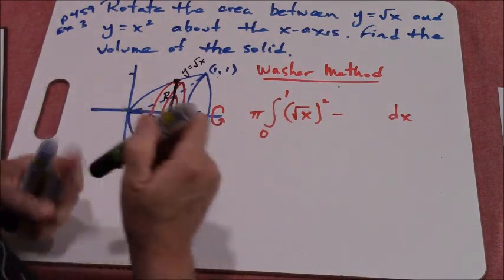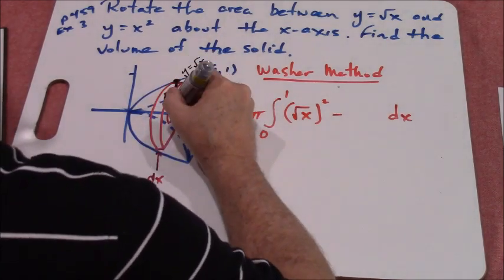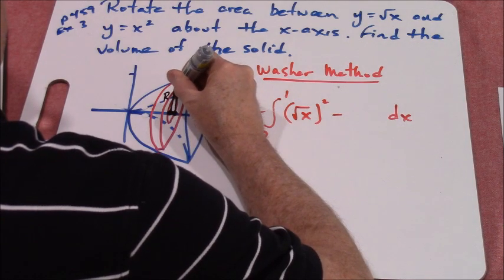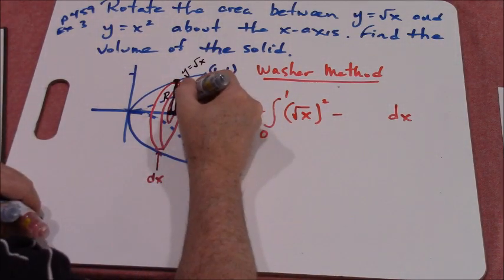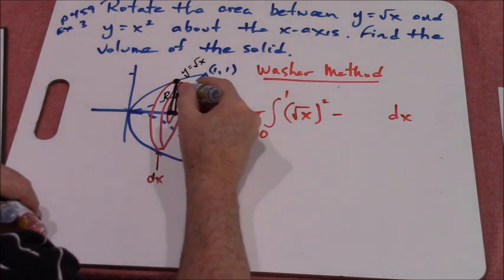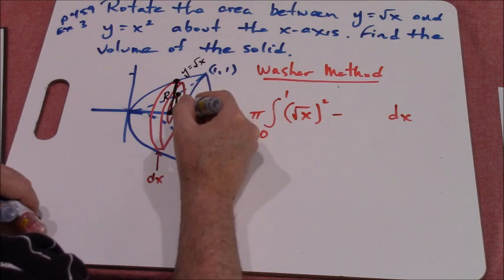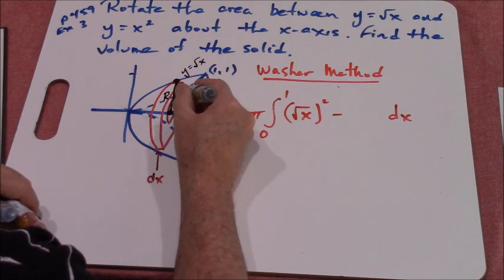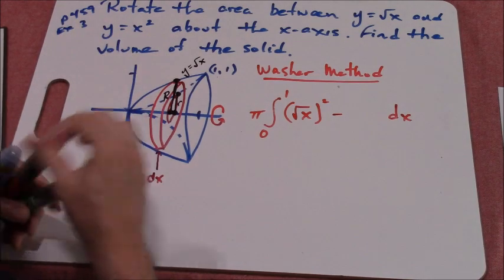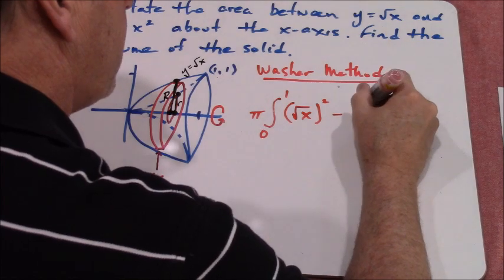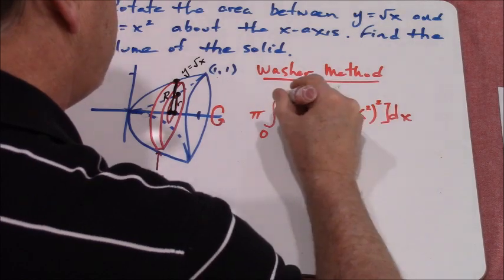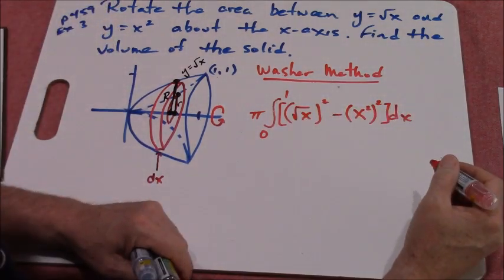Well, now I've got to look somewhere else. Now I'm looking at from the x-axis up to the dotted curve. That's the little radius. And the dotted curve is the parabola. My radius is equal to a y-coordinate, but y is equal to x squared. And so my little radius would be x squared, and I have to square that. And then integrate the whole thing with respect to x.